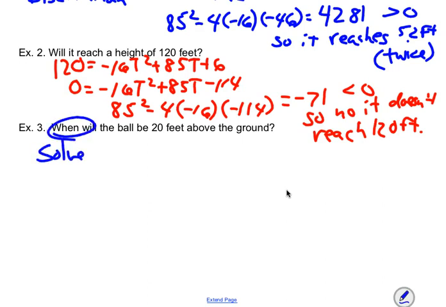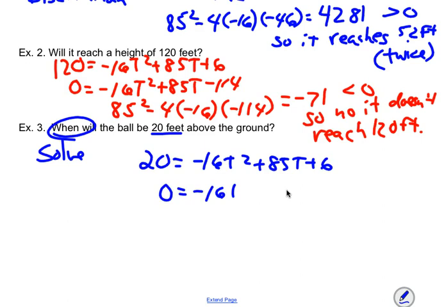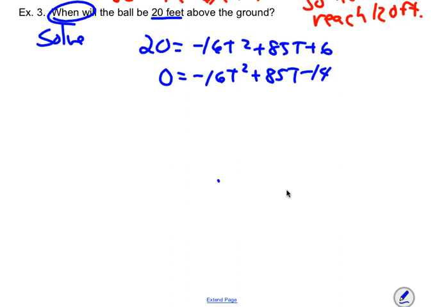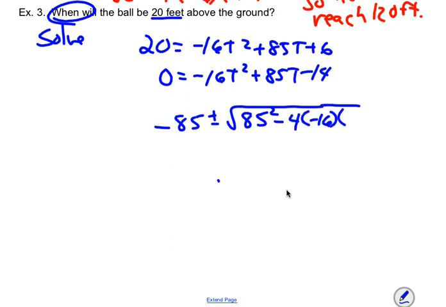I'm still going to plug in 20. So I get 20 equals, and I'm still going to make it equal 0. But now I'm going to solve. I'm going to do the whole quadratic, more than the discriminant. So I need x equals negative b plus or minus the square root. Now I do the discriminant part, the b squared minus 4ac, all over 2a.